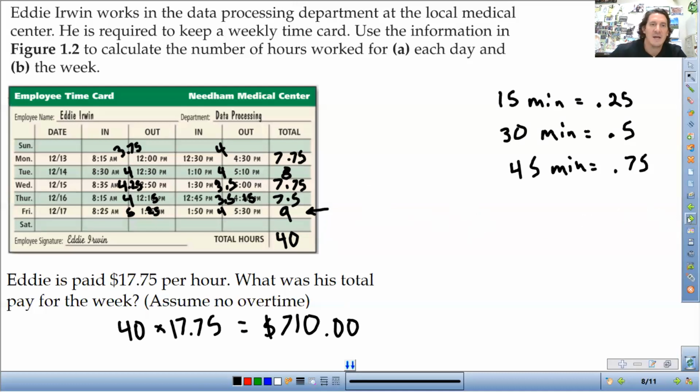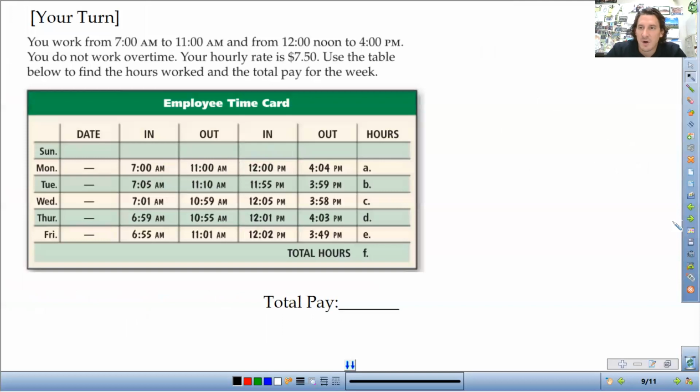So next one, why don't you try this one on your own? Pause the video. When you're done, come back and check your answer. I'm going to go through it right now. So I'm going to do the same thing. I'm going to change some of these.